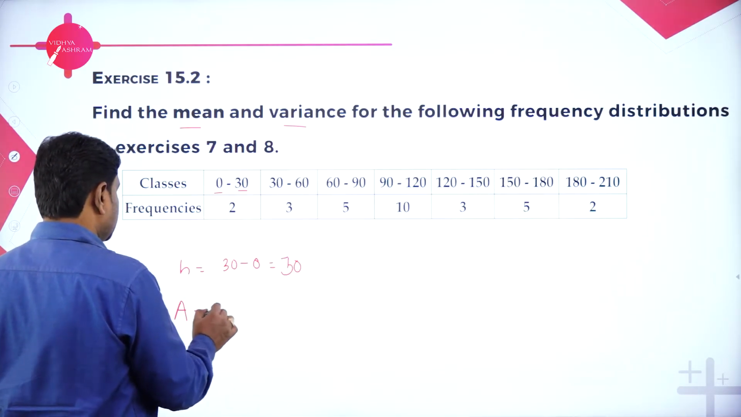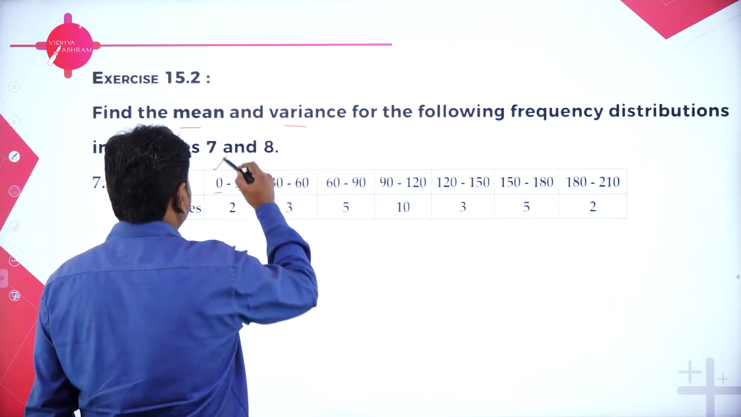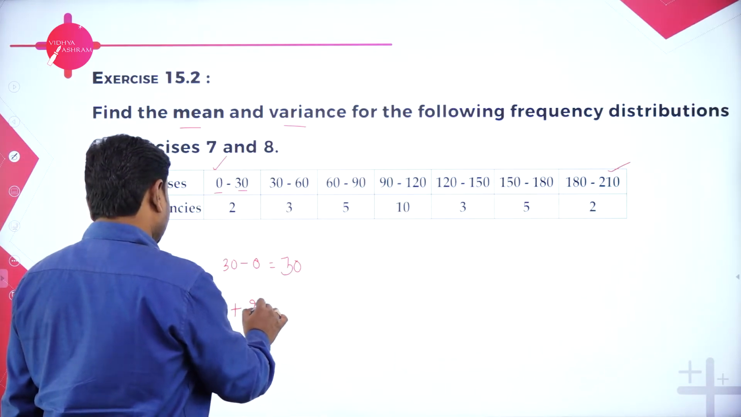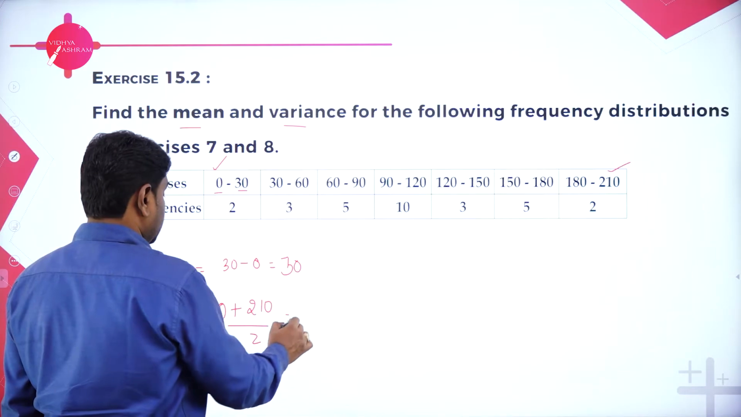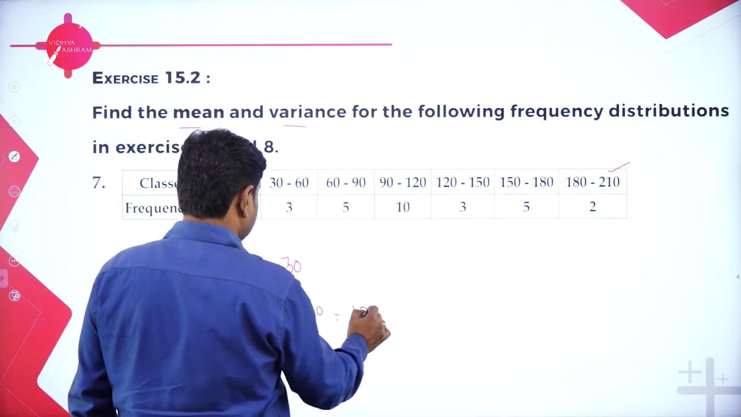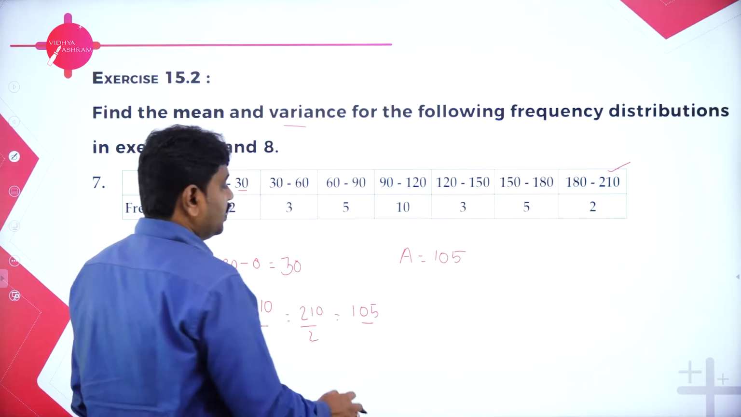Assumed mean means lower limit plus upper limit, the lower limit of the least and the upper limit of the highest. So I'll get 210 by 2, and 210 by 2 is 105. The assumed mean we calculated is 105. Then, how to calculate the mean?